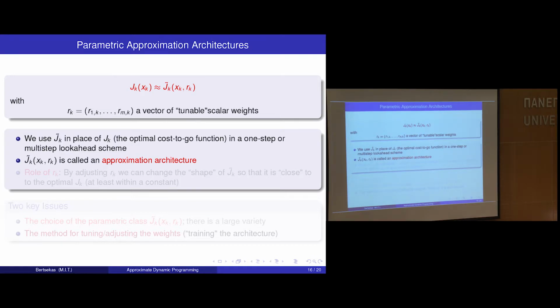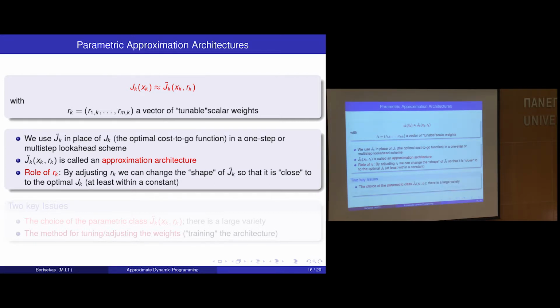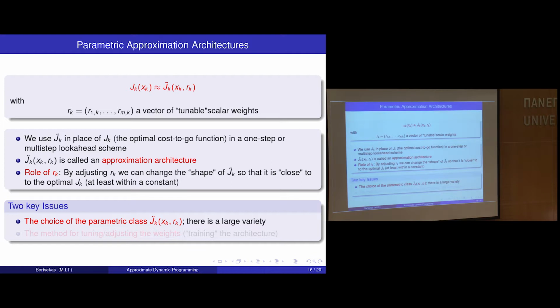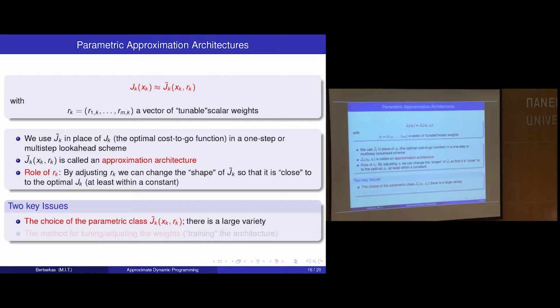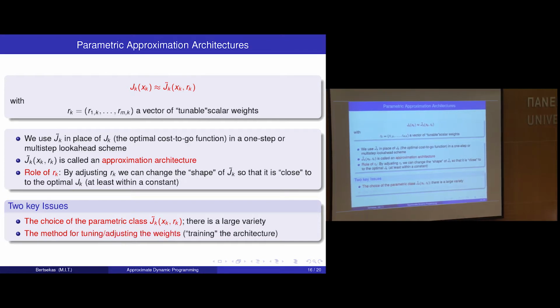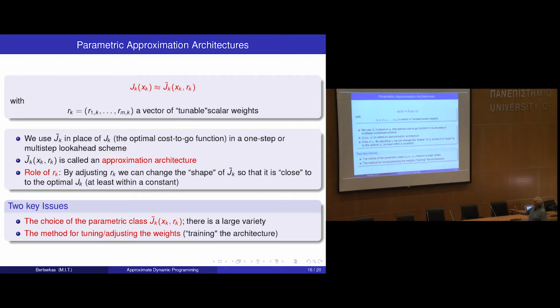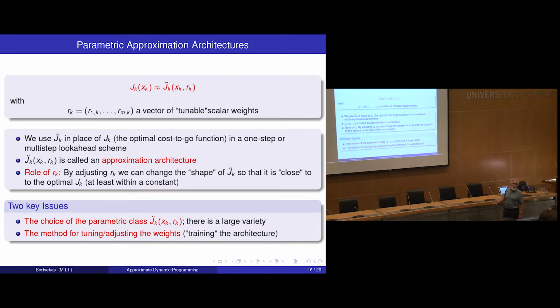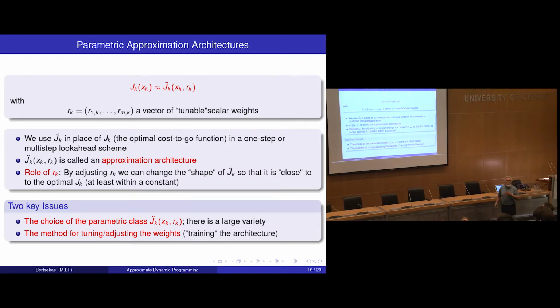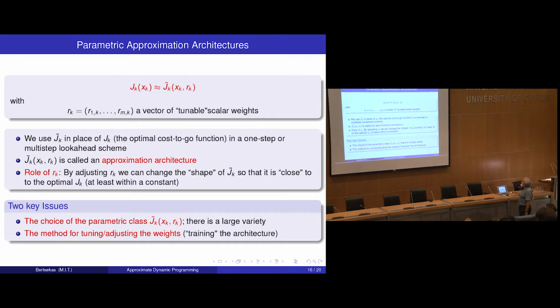And this is called an approximation architecture. And the role of the parameter vector is to change the shape of the approximation so that it's close to the optimum. And there are two key issues. First, the choice of the parametric class. What do we use? Do we use a linear architecture, a nonlinear architecture, neural network, radial basis functions? Which one of those do we use? And the second is, how do we train the architecture, which is the method for tuning or adjusting the weights. So choose an architecture and then have a good method for training it.